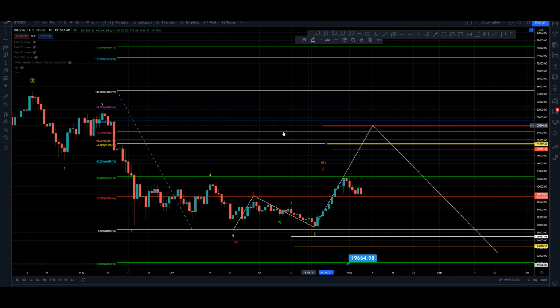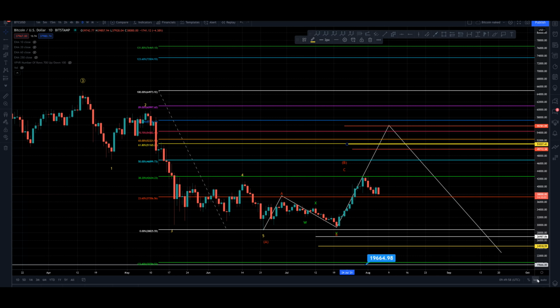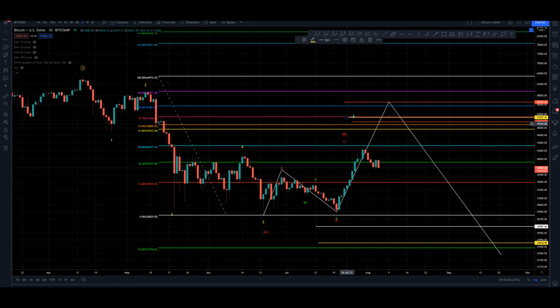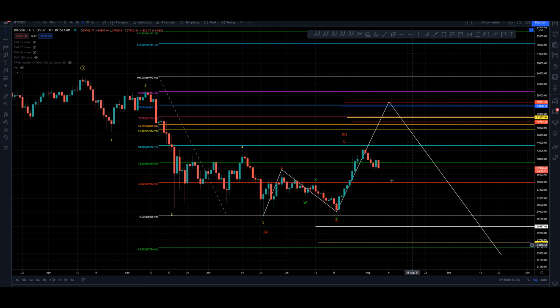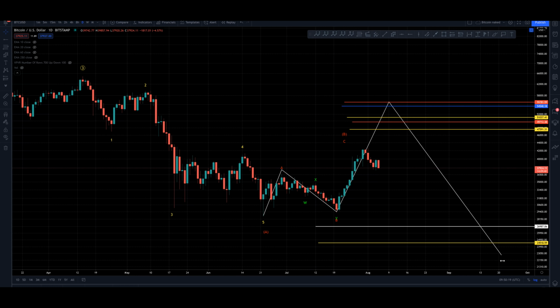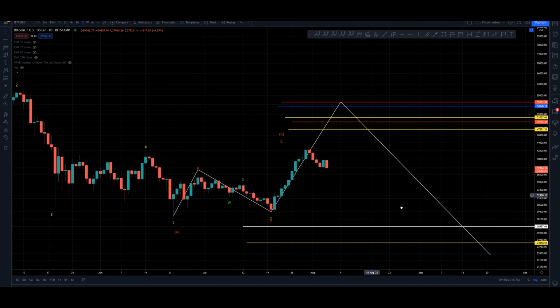We won't come to the 78.6 I don't think in this scale. In log scale we could come to the 78.6 in log and still legitimately have a retracement in place. And then you've got the 61.8 lower here. Golden ratio.